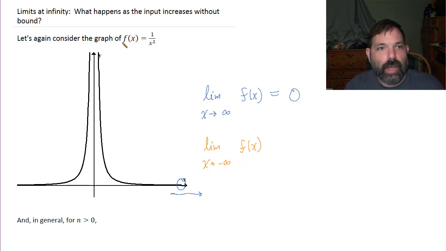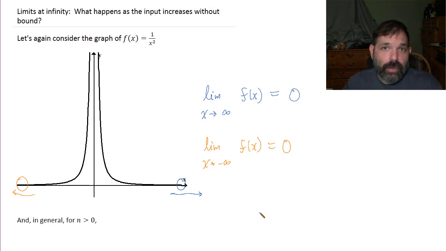And a similar thing happens on the left. The limit as x approaches negative infinity of the function, that's this part of the curve. As we're moving further and further to the left, then again, I have 1 divided by a large negative number squared, which then becomes just 1 divided by a large number. And this limit is also 0.